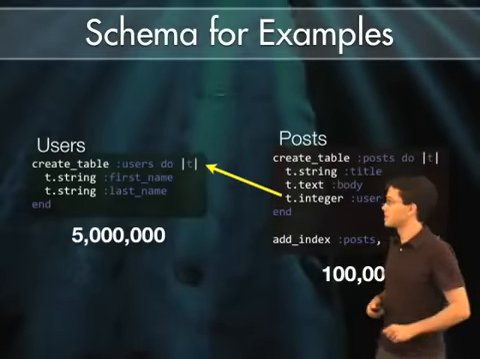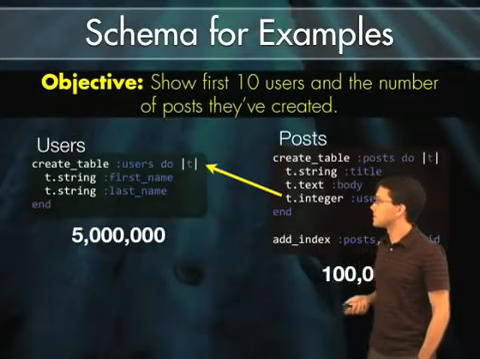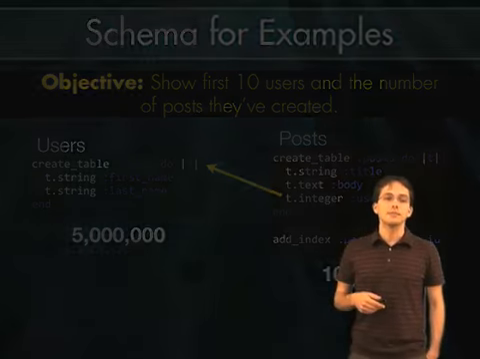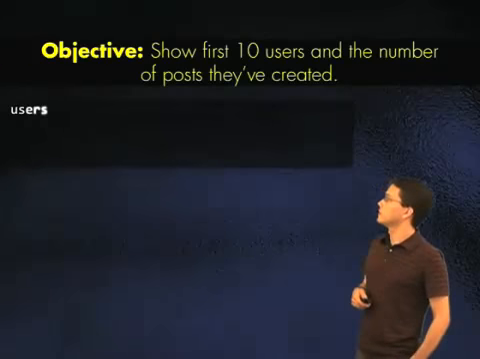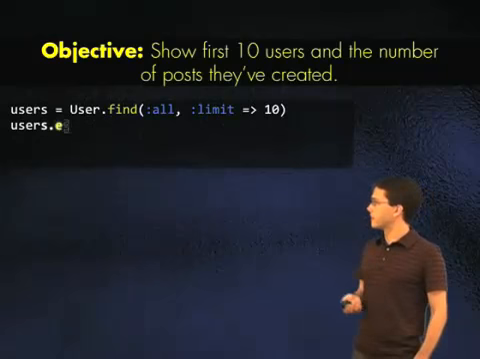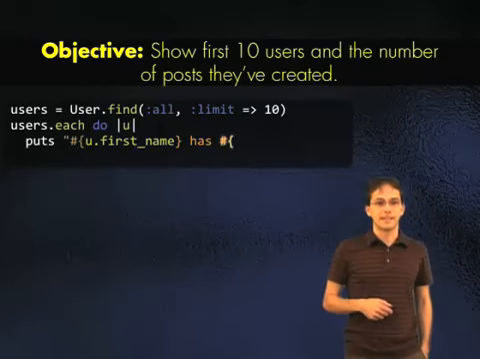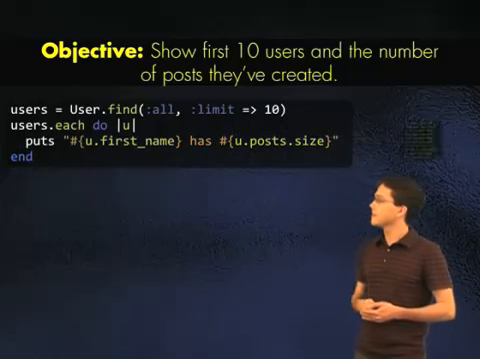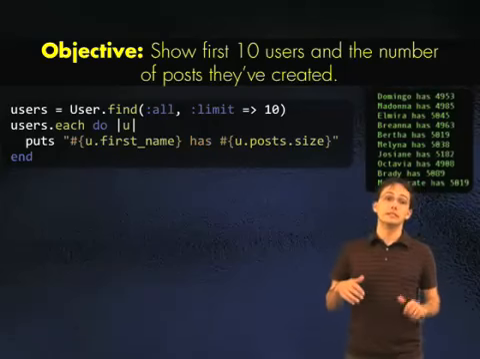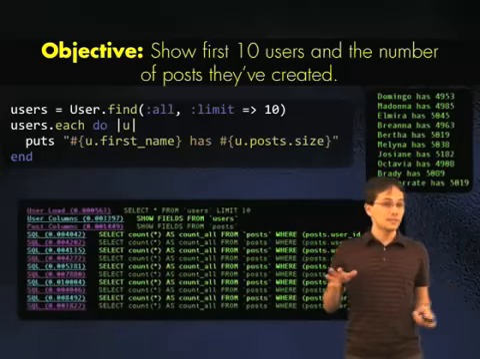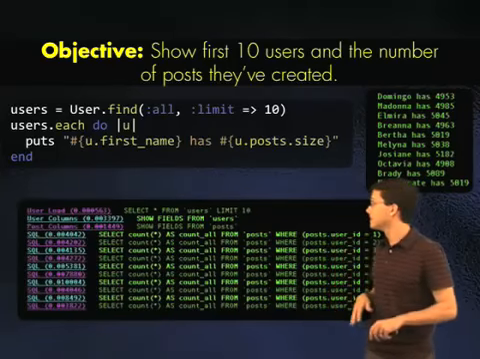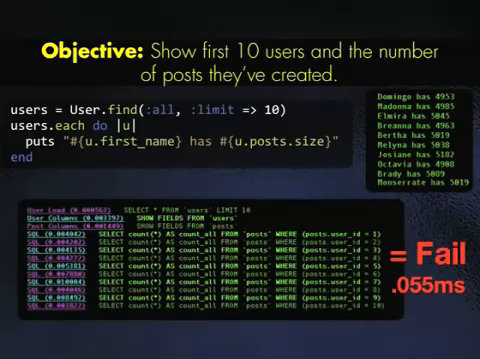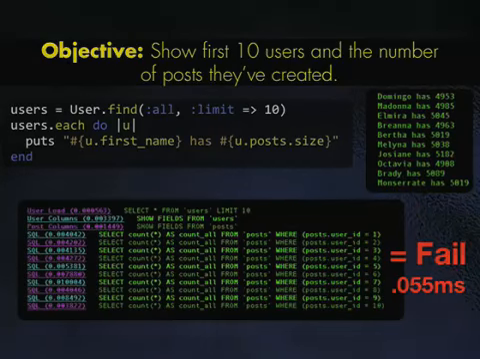Our next challenge, we need to show the first 10 users and the number of posts they've created. Your code might end up looking something like this, where you get all the users, go through each of them, print out the first name and the count of posts they've created. Right? Your output might look like this, and if we look at the SQL statements, again we've got a lot of SQL statements going on. They're all repetitive. And on top of it, they take a while to run. So how can we fix this?